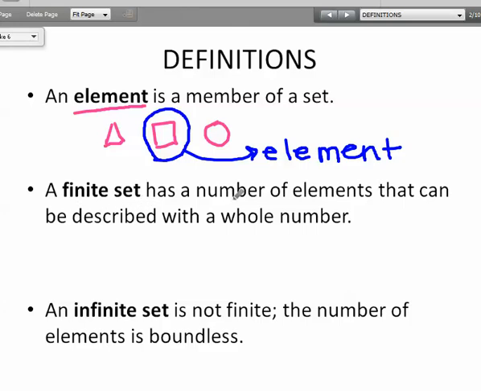A finite set has a number of elements that can be described with a whole number. Okay, a finite set means there is a particular number of elements, like 1, 2, 3, 4. There are 4 elements. Or you have 5 apples, 6 tomatoes, 32 elephants. But you don't have like a half an elephant or a half a donkey or anything like that.